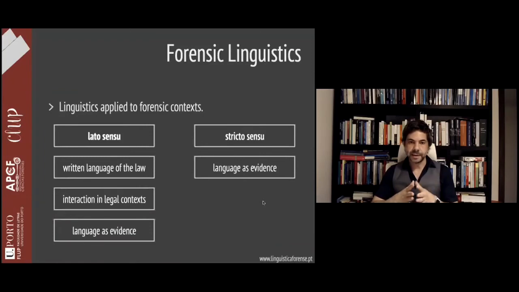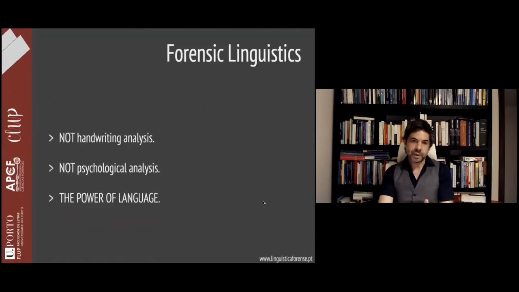Coulthard and Johnson defined it as having both a broad and a narrow definition. The broad definition subsumes three different sub-areas: the written language of the law, the spoken interaction in legal contexts, and language as evidence. The latter, language as evidence, is what defines forensic linguistics in the narrow sense, and it's the most well-known area of forensic linguistics. For example, authorship analysis is part of this narrow definition, language as evidence.